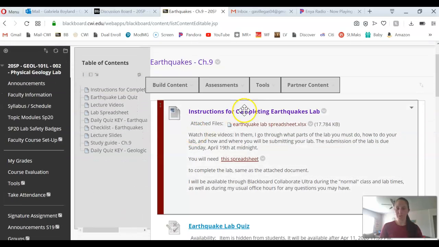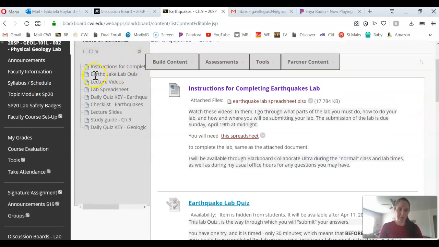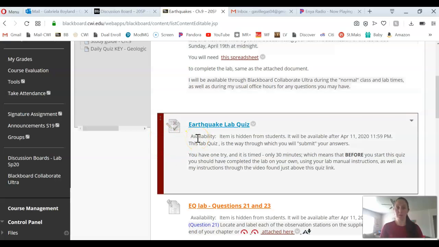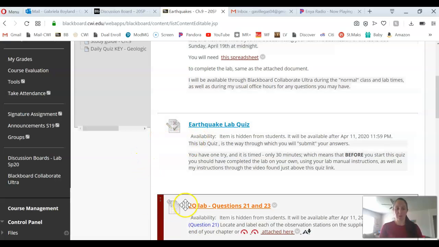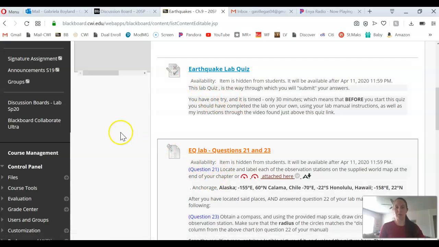So the instructions for completing the earthquake lab, that's going to include this video over here. And it also includes this spreadsheet that you're going to need to complete the lab, and I'll take you through that later on. Below the instructions, or in your case, another link over here to the left, you're going to have the earthquake lab quiz, and then the earthquake lab discussion board. Both of these are the ways through which you're going to submit your lab to me.